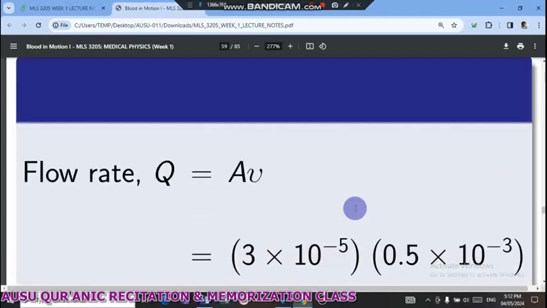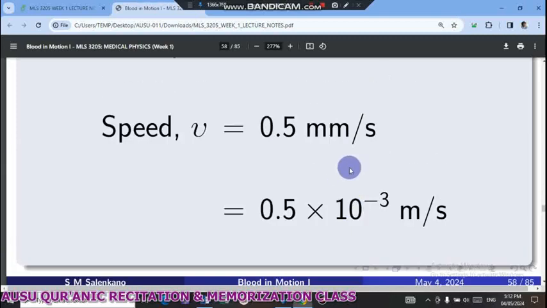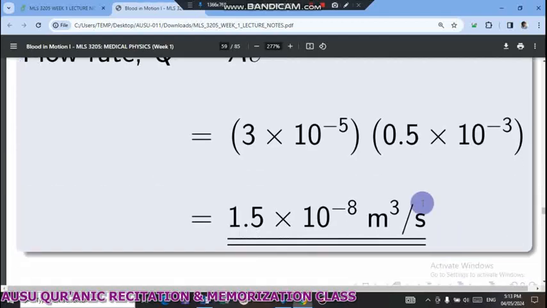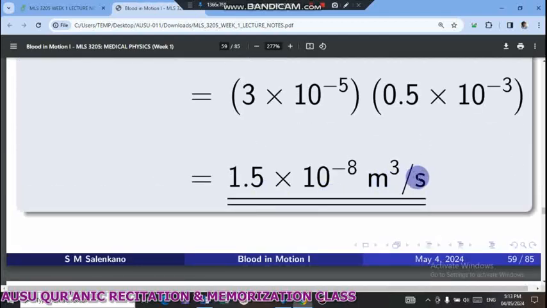Then how do I get the unit for flow rate? I multiply the two units, meter squared times meter per second. Meter squared times meter will give me meter cube. So I combine this with the per second. I get meter cube, or cubic meter per second. So this is what I have, cubic meters per second.